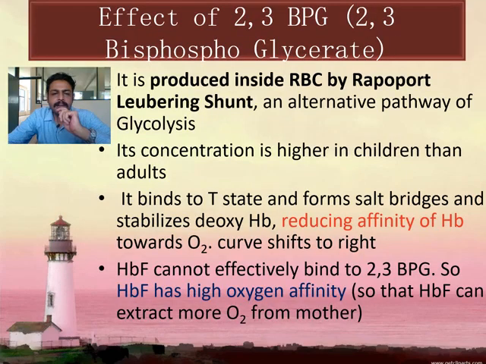A factor that affects the oxygen dissociation curve is the effect of 2,3-bisphosphoglycerate. Have you heard of 2,3-bisphosphoglycerate? You have to revise glycolysis. Okay, 1,3-bisphosphoglycerate you have known in glycolysis, but 2,3-BPG is produced only by the RBC by a deviation of glycolysis called the Rapoport-Luebering shunt. That is also a 5 mark or a 2 mark question. So this Rapoport-Luebering shunt produces 2,3-BPG. Their concentration is higher in children.